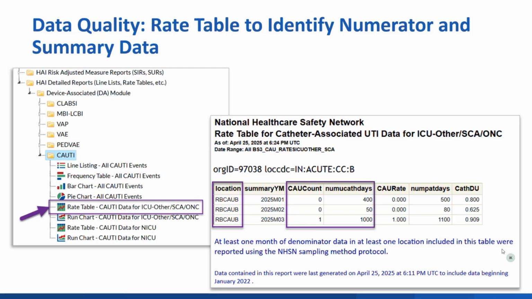The rate table can also be used to identify both the numerator and the summary data at the same time. The report output generates a separate table for each location. In the table, the numerator for the rates, referred to as the count, is identified. It also summarizes the overall data for that location broken down by the month and year.